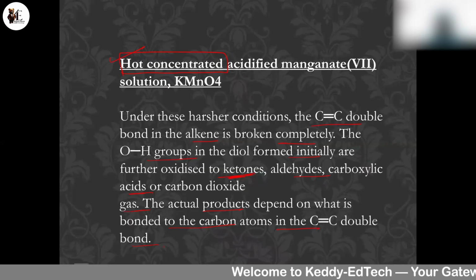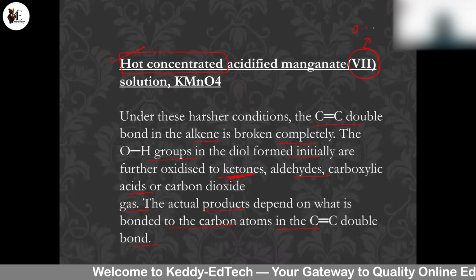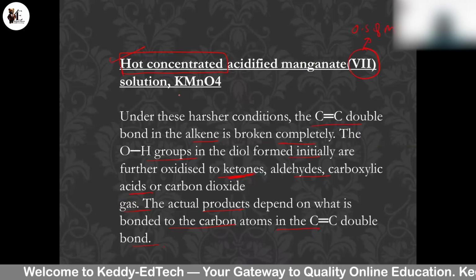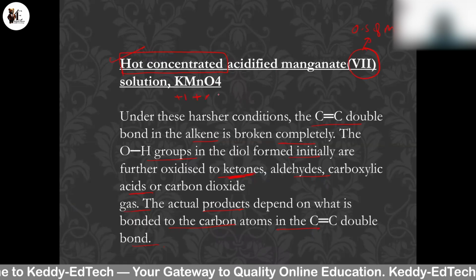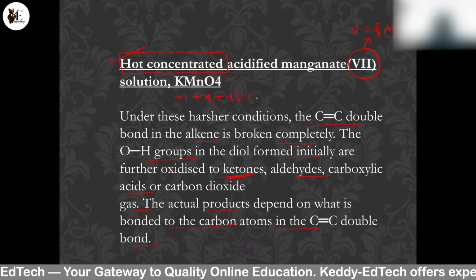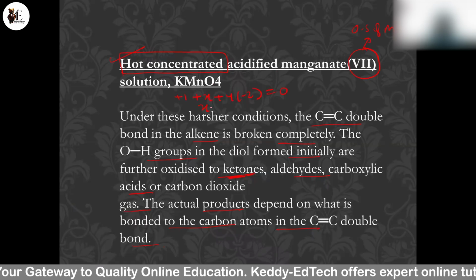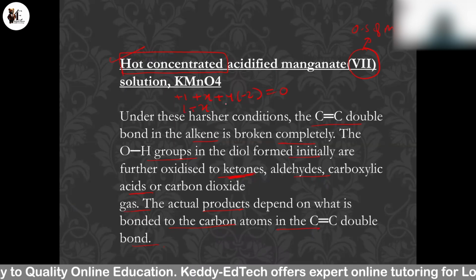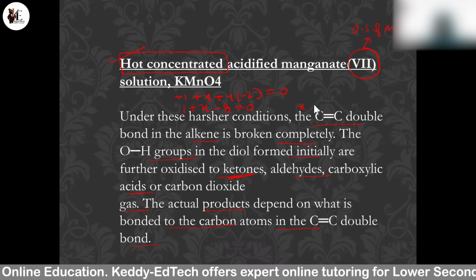And this 7 is the oxidation state of manganese. This 7 is written. This is the oxidation state of manganese. You can calculate. Plus 1 is for potassium, plus X, plus 4 times minus 2 is equal to 0. So you get 1 plus X minus 8 is equal to 0. X comes out to be 7.